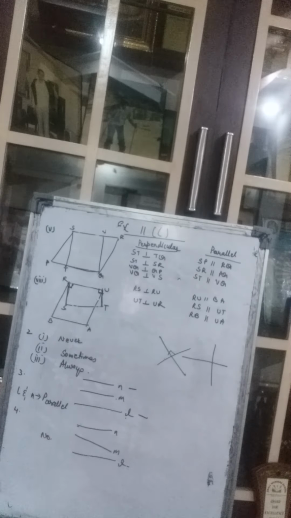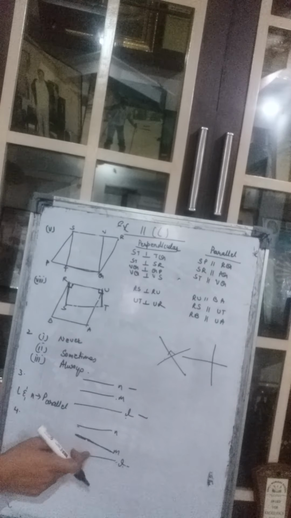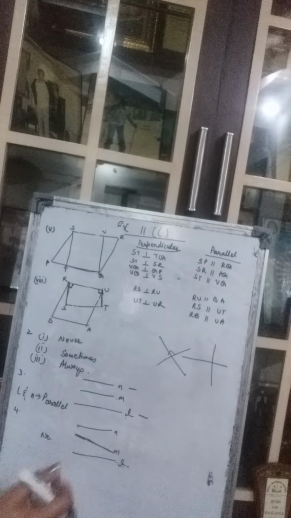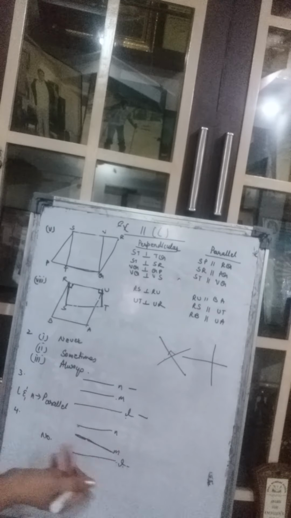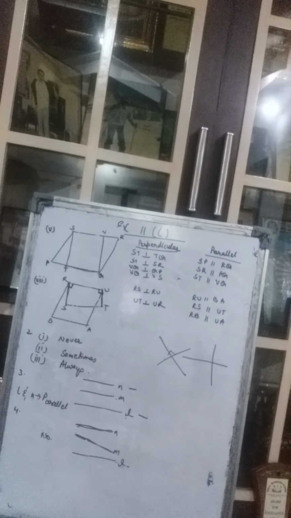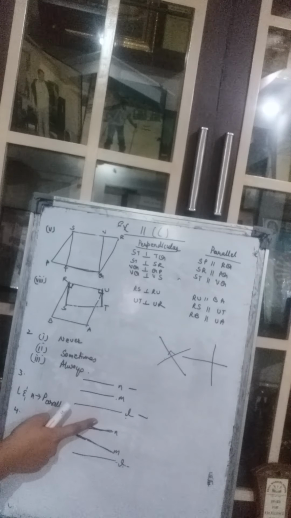Fourth question. They are saying if the line L is not parallel to M, there is one line called L and there is another line M and they are not parallel to each other. Suppose they are drawn like this. Okay? They are not parallel to each other. Then line M is not parallel to line N. Now there is a third line N and this M is not parallel to this. Suppose it is drawn in this direction only. In this manner. This is not parallel to this. This is not parallel to this. Okay?